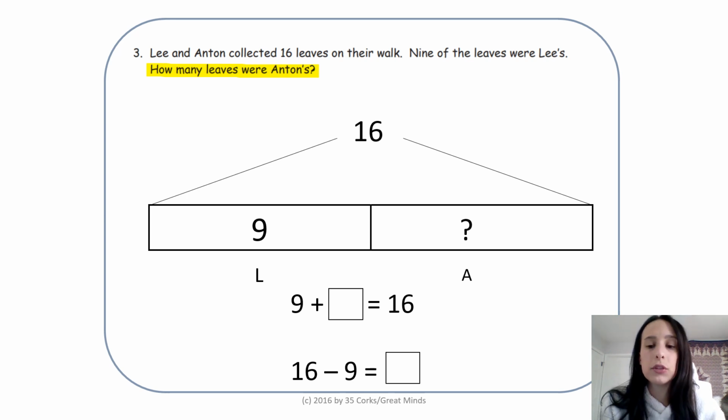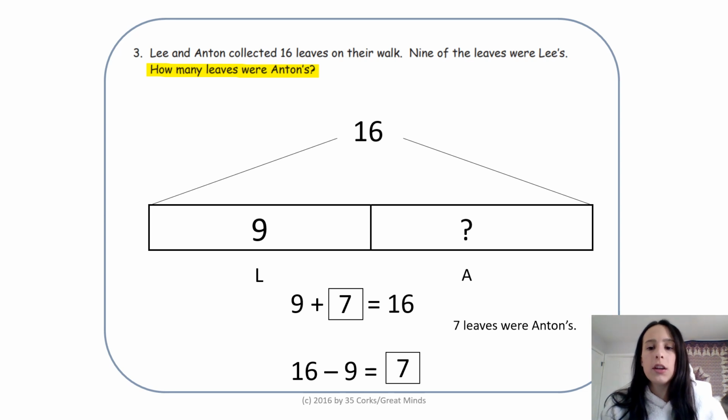Like I said last time, you could use addition or subtraction. You could do 9 plus unknown equals 16, or 16 take away 9 equals unknown. When you're making your number sentences, be careful what's a part and what's your total. That's what the tape diagram is here to help. Now you can solve. We could start at 9 and count on 10, 11, 12, 13, 14, 15, 16. Our answer is 7. Am I done? No way, I need a statement. 7 leaves were Anton's. Now we're done.